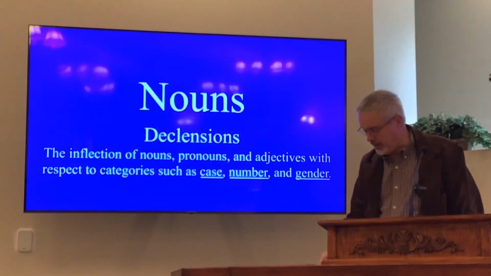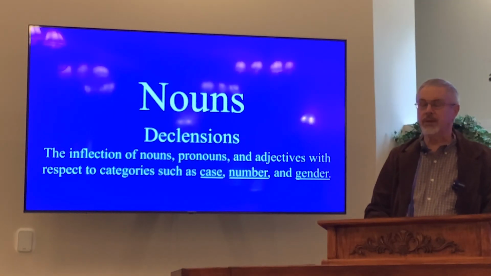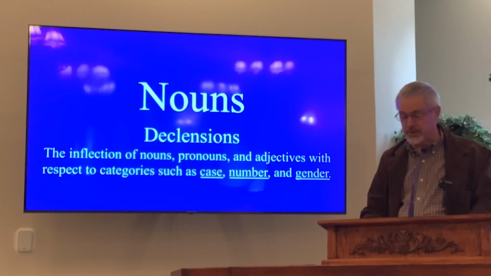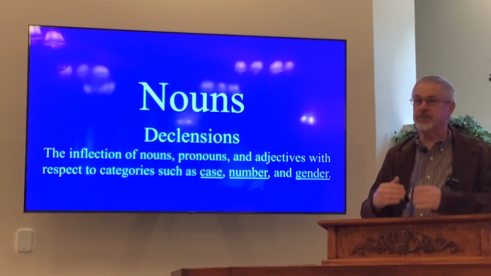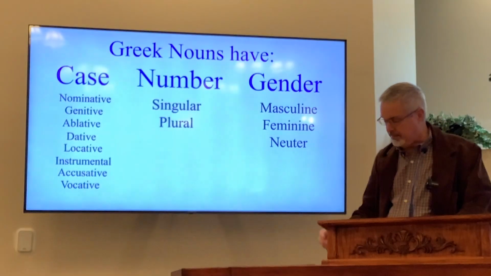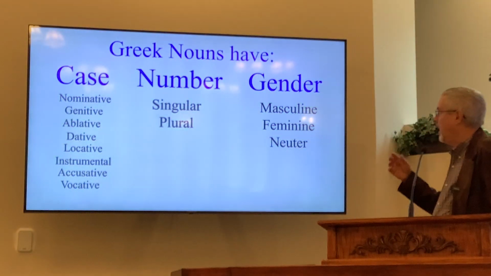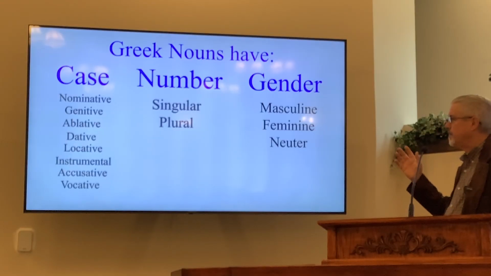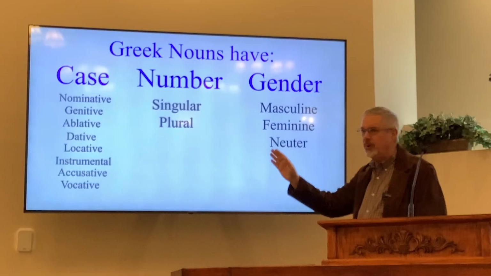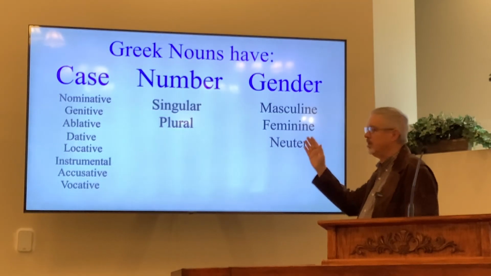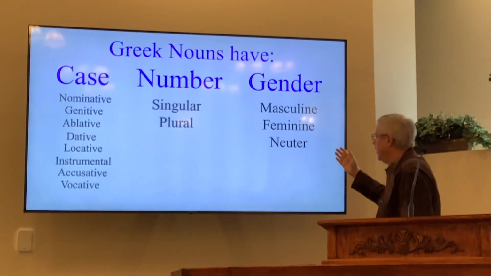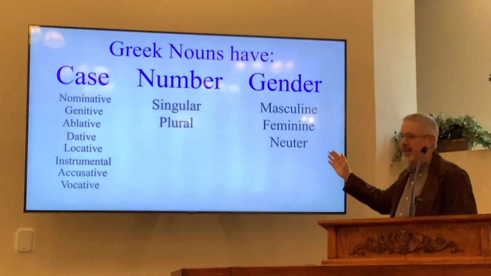Now, we go into something that may come off as a bit heavy, but we're going to just look at it because I want you to see what's happening. I made mention of this last week. Greek nouns have case. We don't really do that. They have number. We do that, whether it's singular or plural. They have gender. We really don't do that.